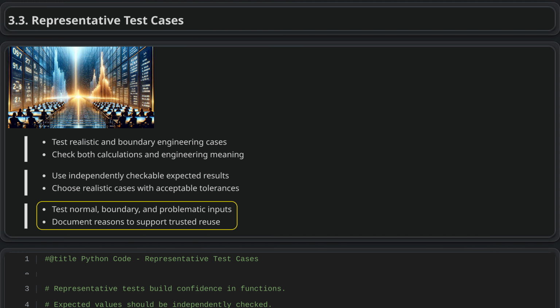Tests should define what inputs are acceptable, check important edge cases such as extreme temperatures or varied conversion values, and document why those cases were chosen. This record helps future users understand the reliability of the function and supports treating reusable calculations as trusted engineering tools.